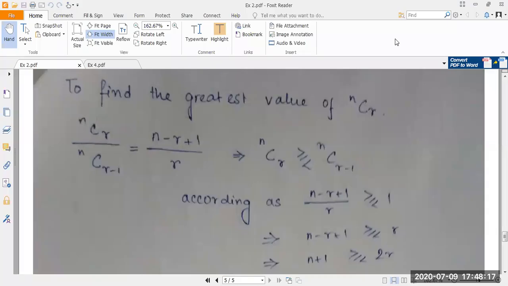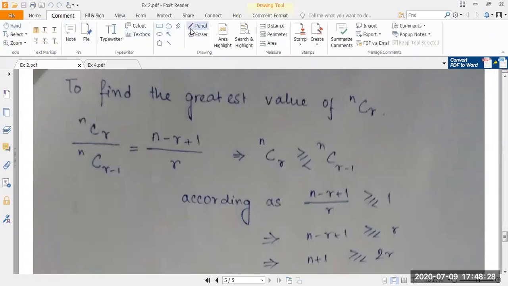So in today's session, we'll primarily be finding out the greatest values of two different concepts. In today's video, we'll be concentrating on the chapter of combination as well as the chapter on binomial theorem. So let's first start with combination. The exercise is to find the greatest value of NCR.